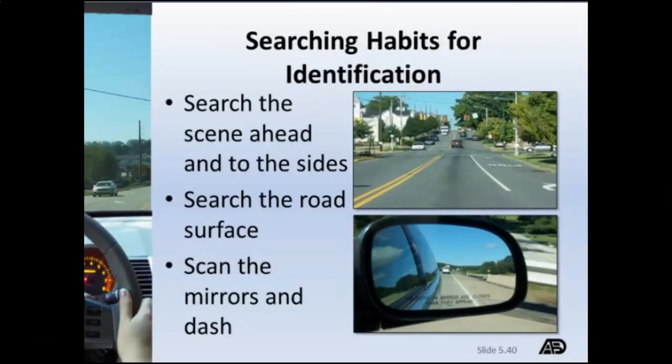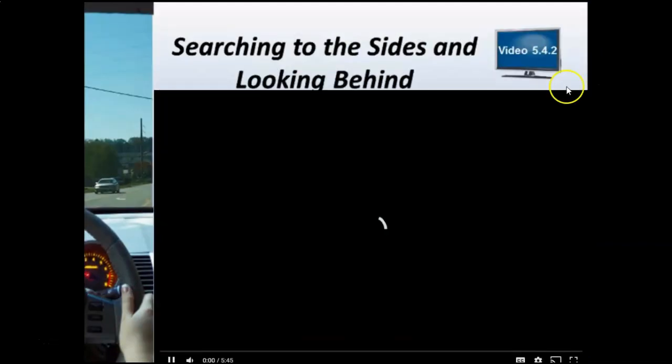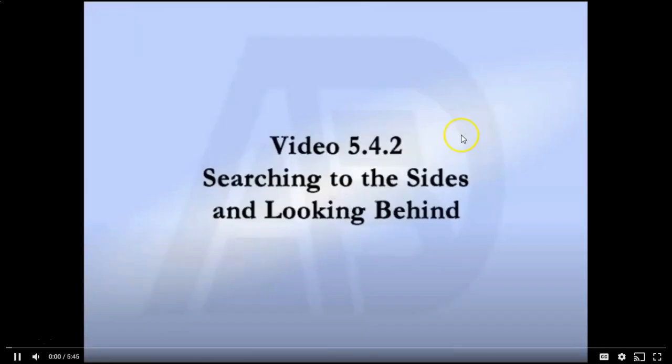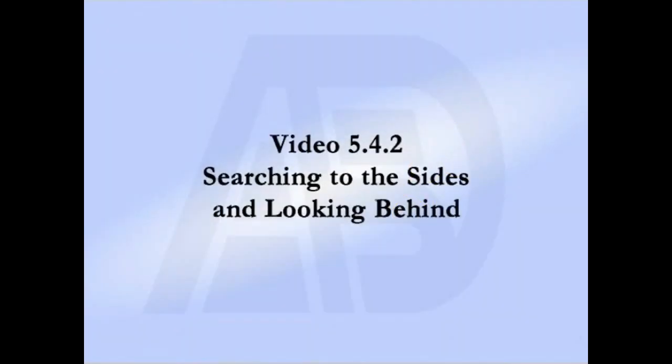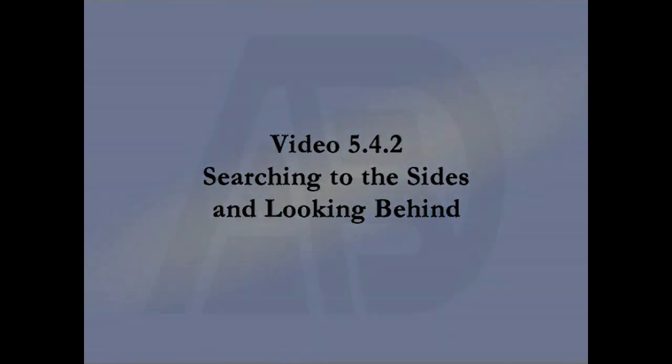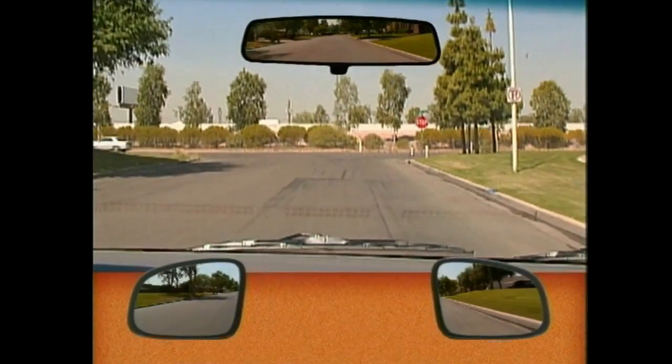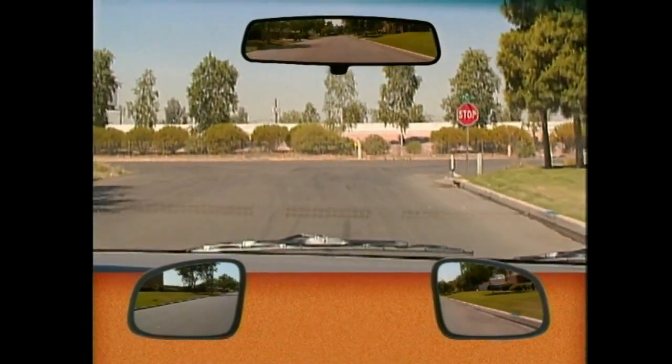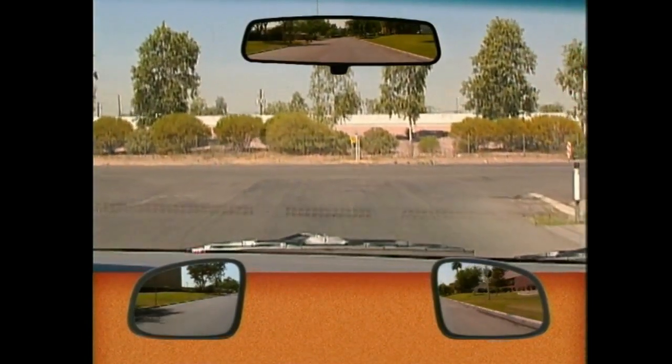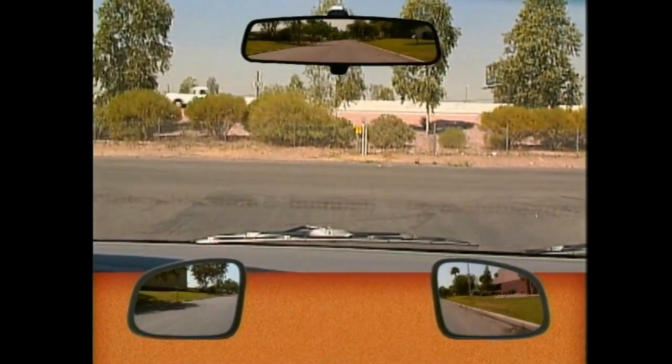Search habits for identification. Search the scene ahead and to the sides. Search the road surface. Scan the mirrors and dash. All right, we're going to watch. Of course, you saw the stop sign and started slowing.